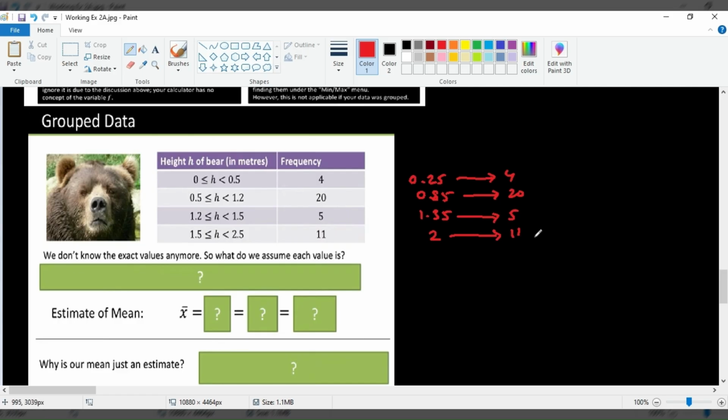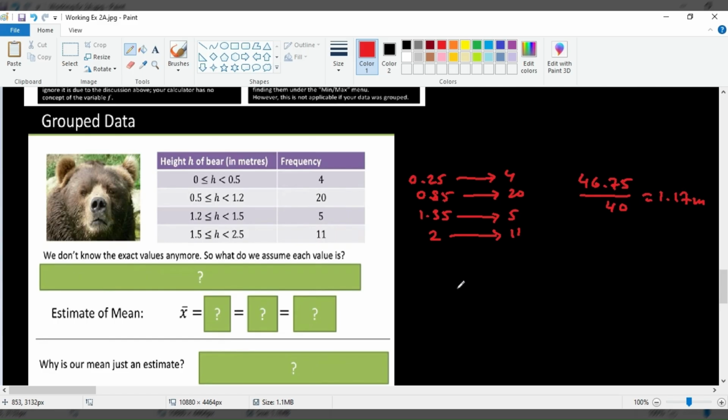Now in here, this is going to give us 46.75 divided by 117. Sorry, it's going to be 40 divided by 40. So this gives us 1.17 meters.